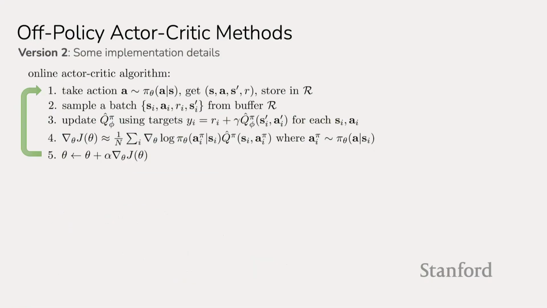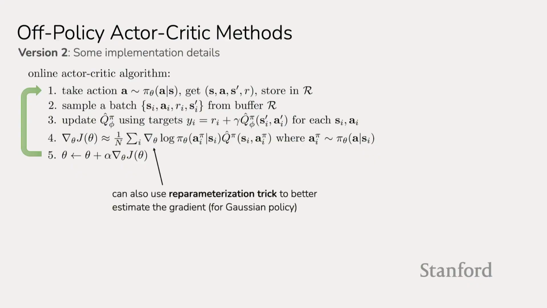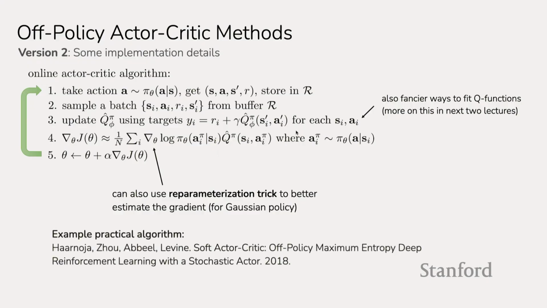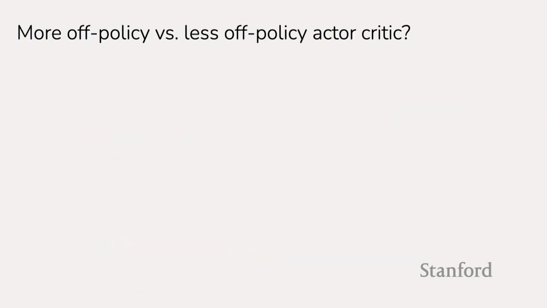Okay, so this is essentially the soft actor critic algorithm. There are other ways to estimate this gradient that we don't have time to get into today, but we might go over in future lectures. There are also some fancier ways to fit this Q function that we'll see in the next lecture. But the algorithm here that this is very, very close to is called soft actor critic, or SAC.